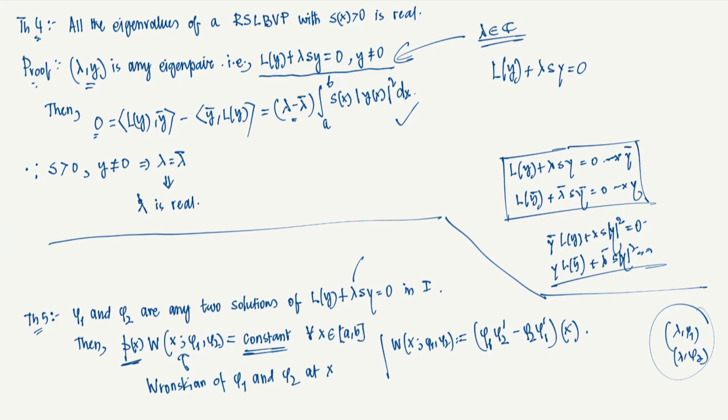Now let's look at the proof of this. Again, this is a very simple proof. See, if this is true, then p phi1 prime, plus q plus lambda s acting at phi1, is going to be 0. And similarly, p phi2 prime, plus q plus lambda s acting at phi2, this is going to be 0. So this is times phi2, this is times phi1 I will do.